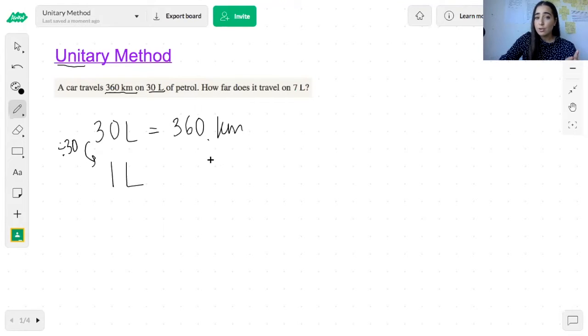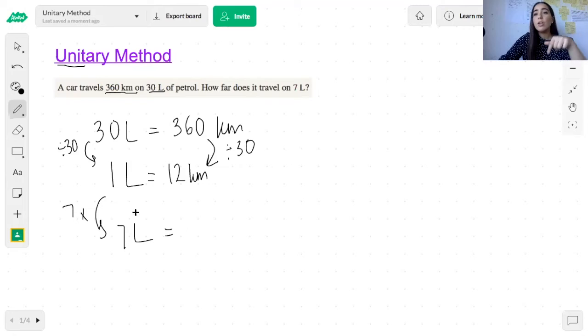What you do to one side, you do to the other side. So we're also going to divide the 360 by 30. Okay, so that gives us 12 kilometres. Now that we've reduced it down to 1 unit, let's see what we need to find. So we need to find how far it travels, so its distance on 7 litres. So you want to convert 1 litre to 7 litres. And in order to do that, you need to multiply 1 by 7, right? You just multiply it by the number that you want to find. And so what you do to one side, you do to the other side once again. So that means you multiply this by 7. So 12 kilometres by 7 gives you 84 kilometres. And that's how far the car travels on 7 litres.